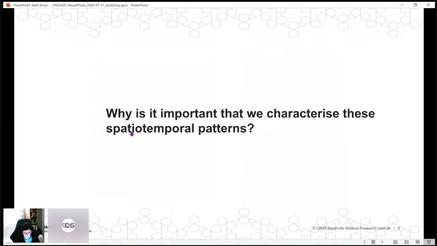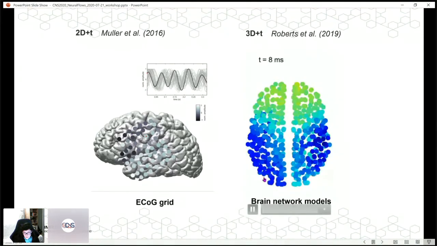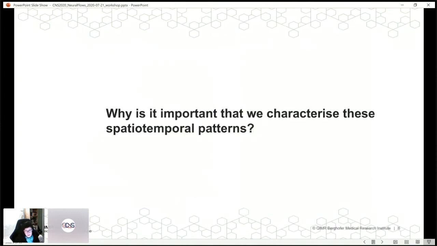And very recently, James and colleagues also simulated a brain network model with a structural connectome derived from diffusion imaging and a neural mass model. And they observed that they had these highly structured patterns appearing. So we want to know how we can study them, analyze them, and make sense out of them in a more sparse way too.